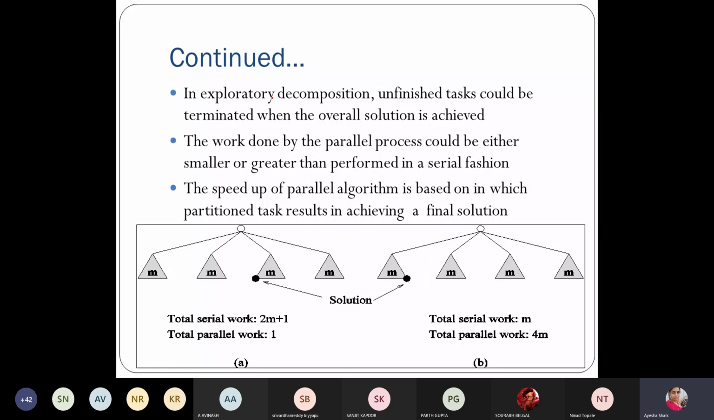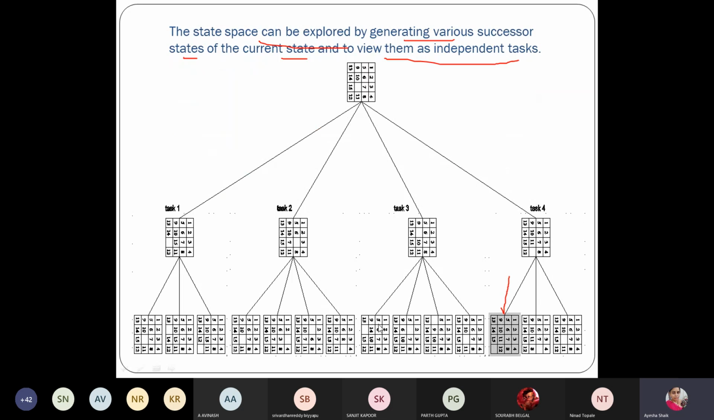In exploratory decomposition, unfinished tasks could be terminated when the overall solution is achieved. Let us assume here in task 4 we have already achieved the solution, but still task 3 is running. But we have already got the solution, so because of that we can terminate all the other tasks.